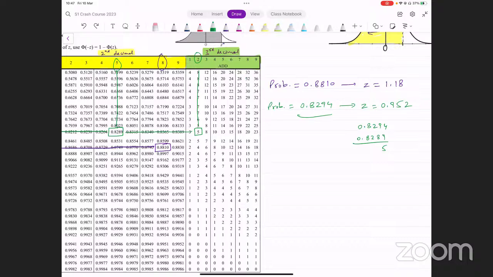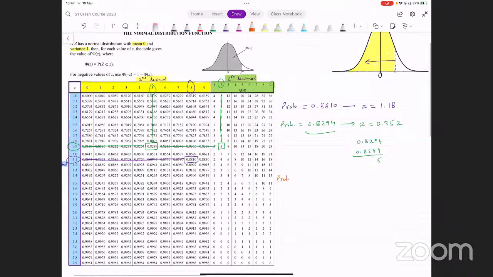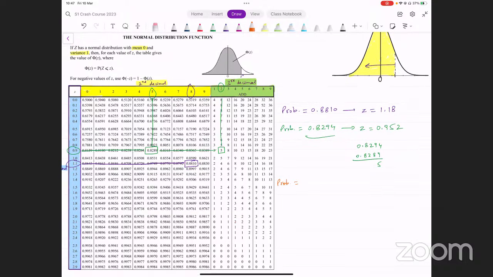All right, let's take another example. Let's say you had something like this instead. Let's say you have a probability given, which looks like this. It's 0.7498. Now again, let's go to the table and search for this value, see where this turns out to be. 0.7498. Now, can we find this value?